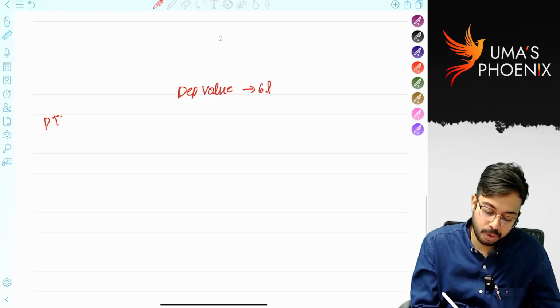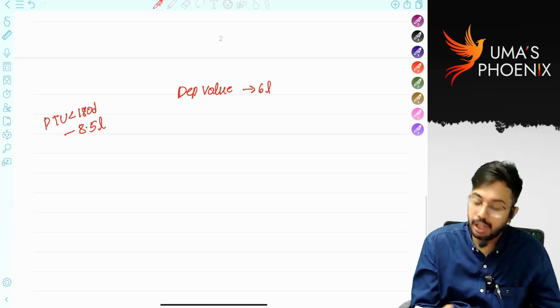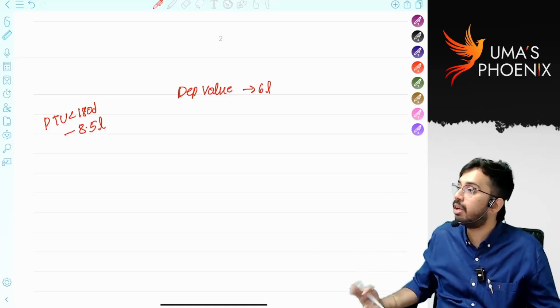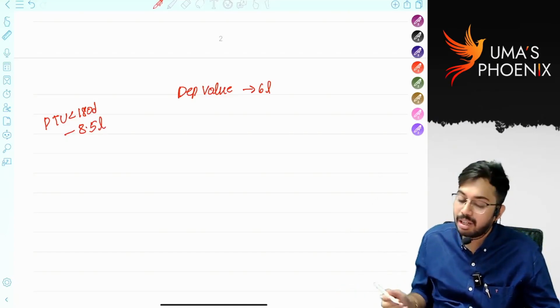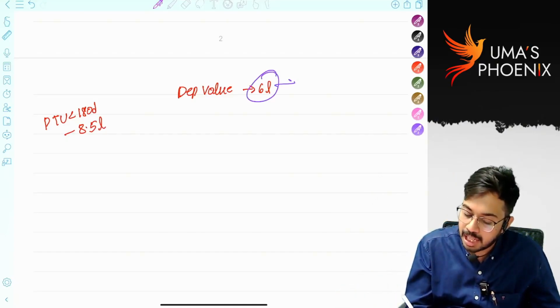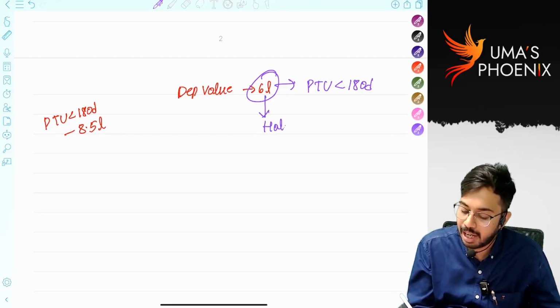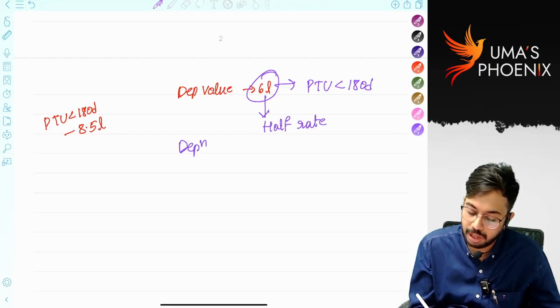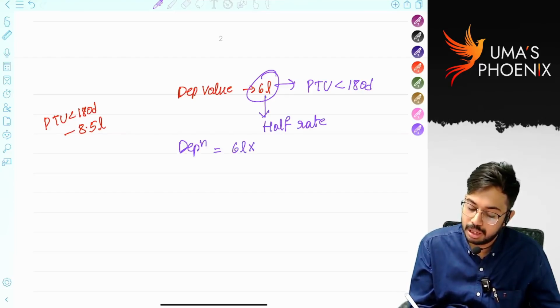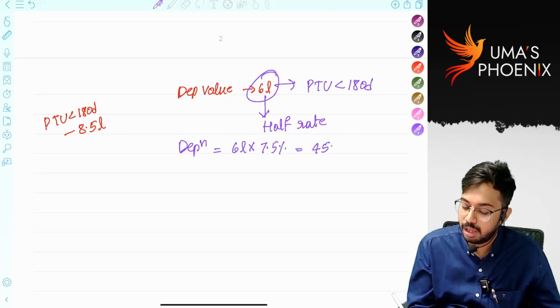See, asset put to use for less than 180 days is 8,50,000. Did you have 8,50,000 worth of depreciable value? No, right? So that's why total 6 lakhs will be allotted to asset put to use for less than 180 days. On the 6 lakhs, we will calculate half rate of depreciation. So depreciation is equal to 6 lakhs into 7.5%. How much? 45,000. Now did you understand?